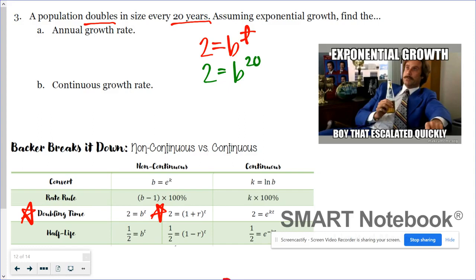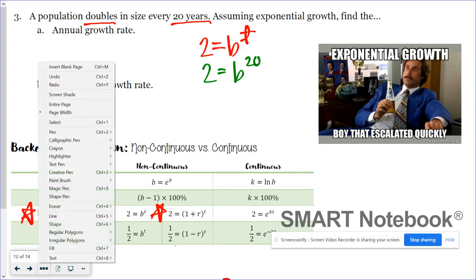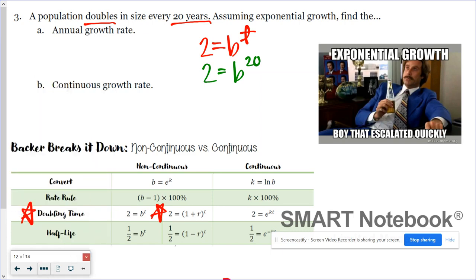Now, I need to undo this, and this is not an exponential function. This is a power function. So to undo raising something to the 20th power, I need to take the 20th root. I can do this on my calculator by calculating 2 to the 1/20th power. So I did that, and I got a b value of 1.0353.